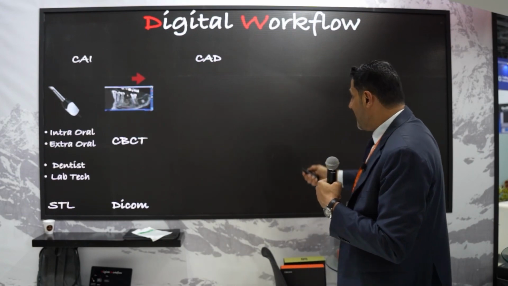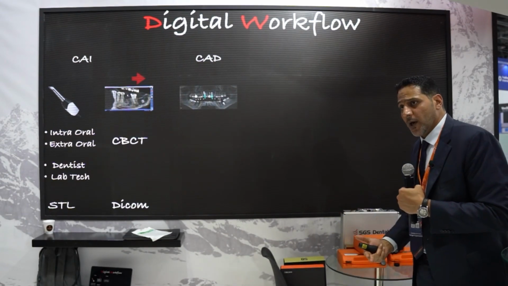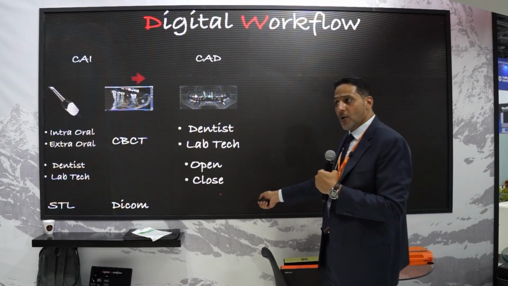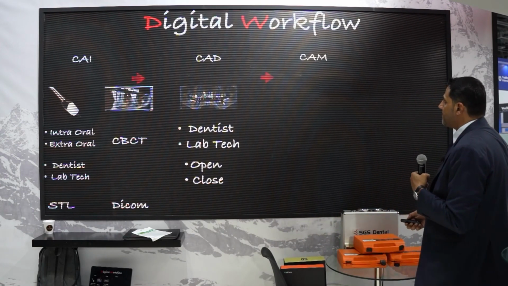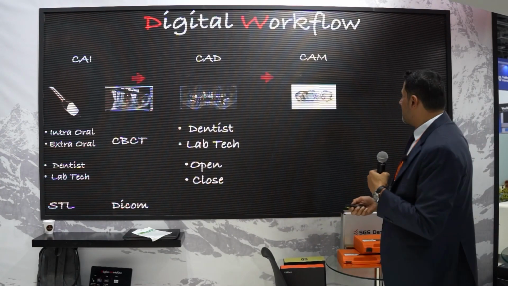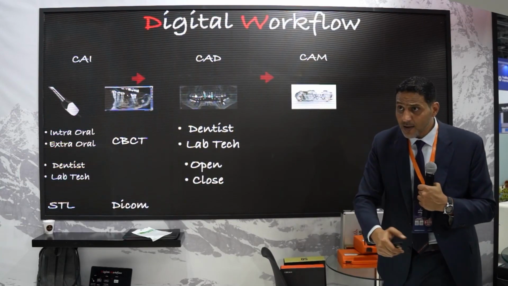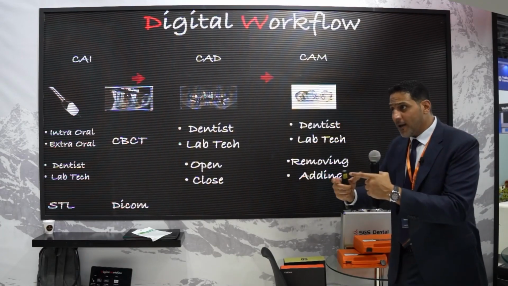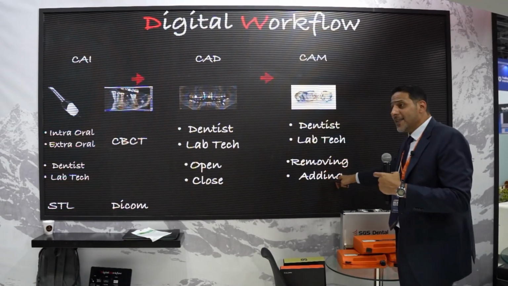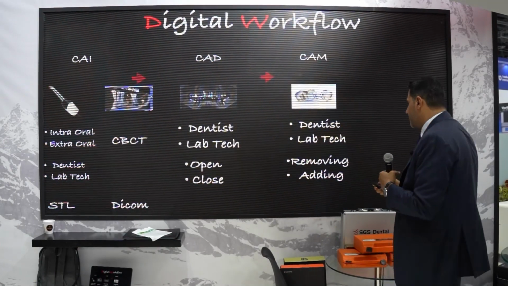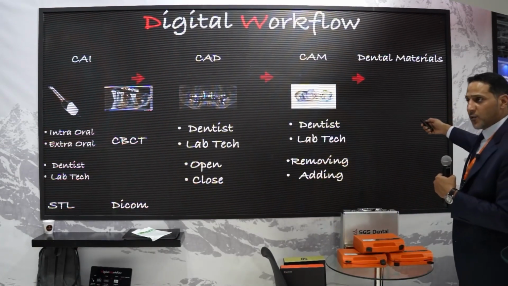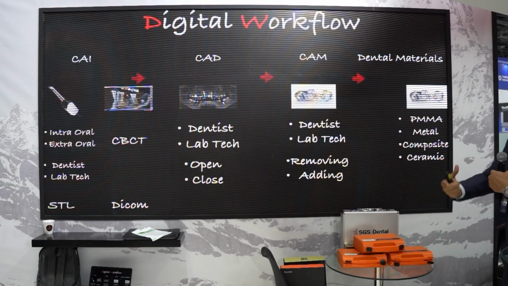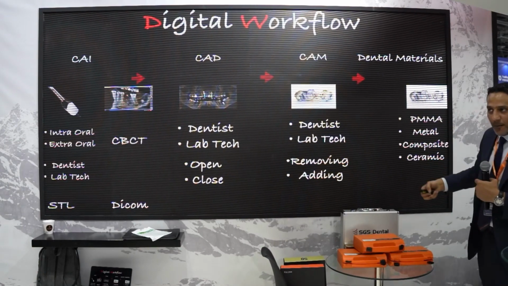CAD, Computer Assisted Design. You need an implant software. Dentist or the lab technician can do it. We have an open or a closed system. Computer aided manufacture. We need to mill or to print the surgical guide. Removing, milling, which means that I put the block, it mills, removes. Adding, which is printing, add. Okay? Material that we use: PMMA, polymethyl methacrylate, which is the acrylic one, metal, composite, or could be ceramic.